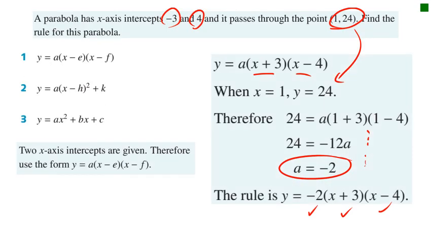So looking at this first example here, we're told we've got x-axis intercepts at -3 and 4, and it's passing through the point (1, 24). So we've got a choice between these 3 here. Which one are we going to use? Well, we're going to use number 1 because we've got the 2 axis or x-axis intercepts, and we know one of the other points. So we're definitely going to use the first one here. Let's see how it works.